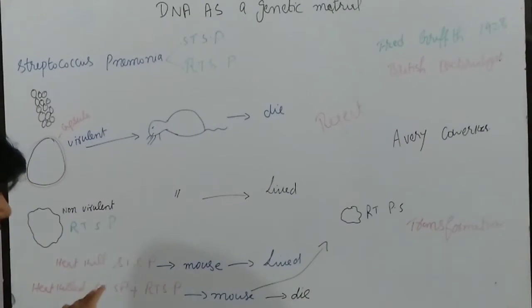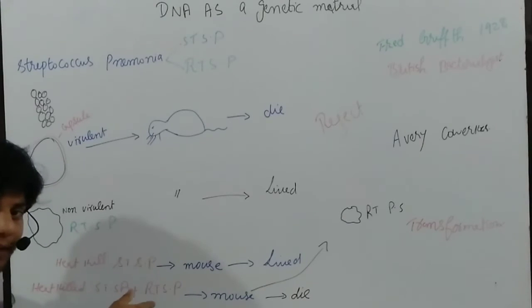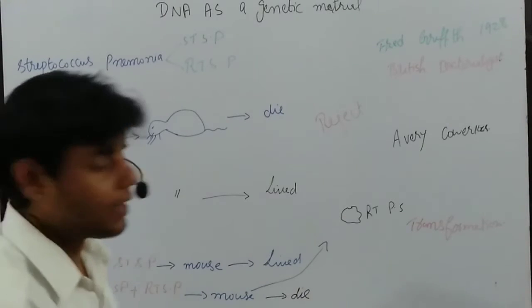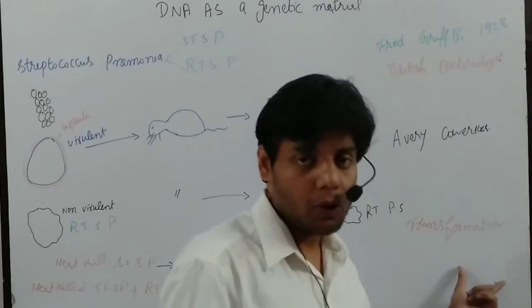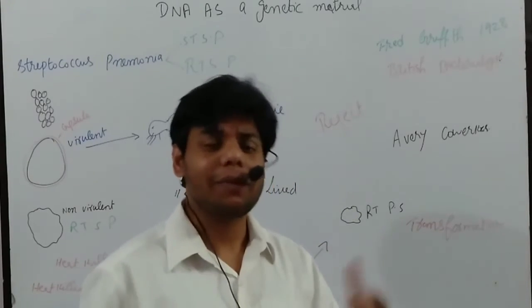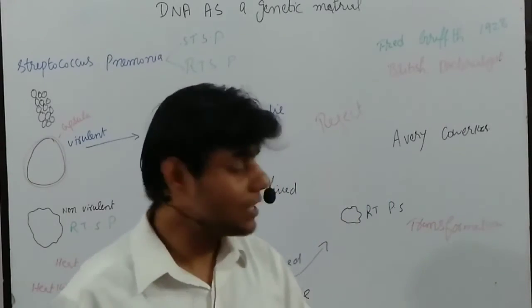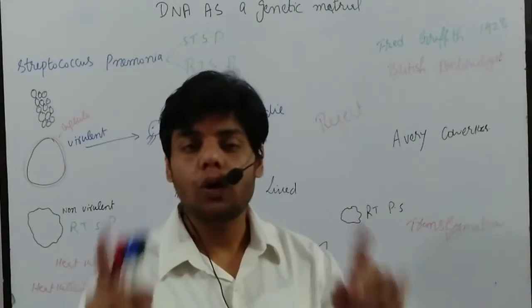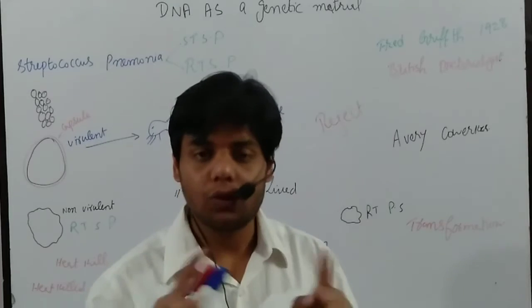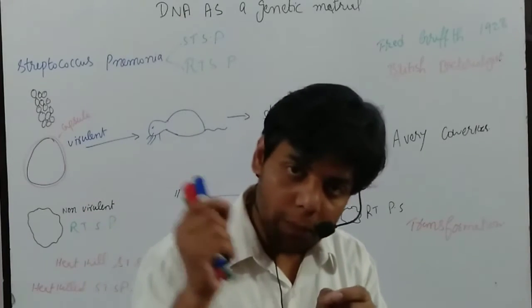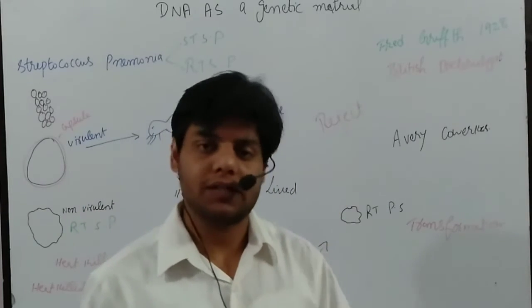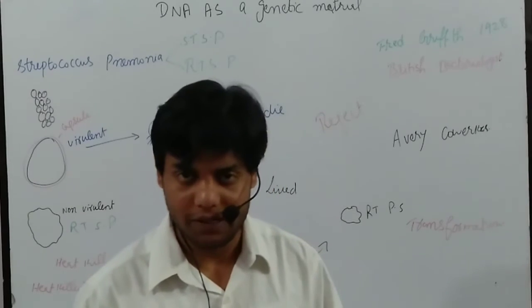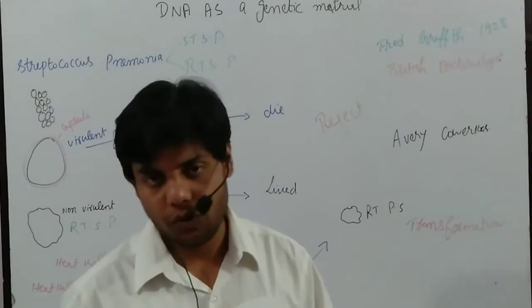But the genetic material which is transferred from this heat-killed bacteria to the R-type bacteria, we call that transformation. Transformation is a process in which naked DNA is transferred to the bacterial cell, and it is mixed with the chromosome of the bacterial cell. We call that transformation.